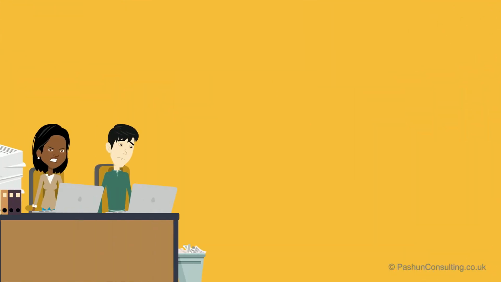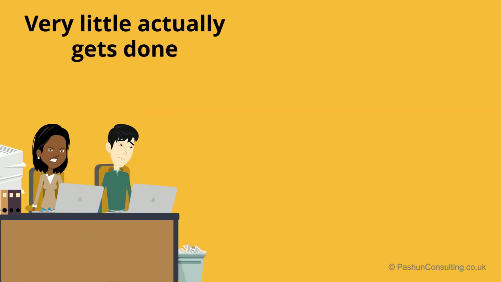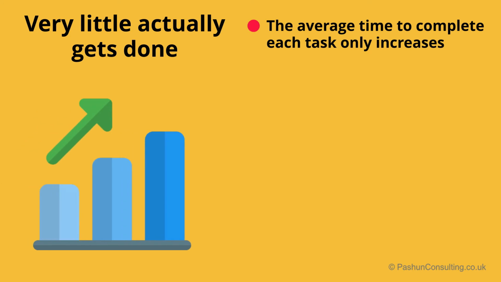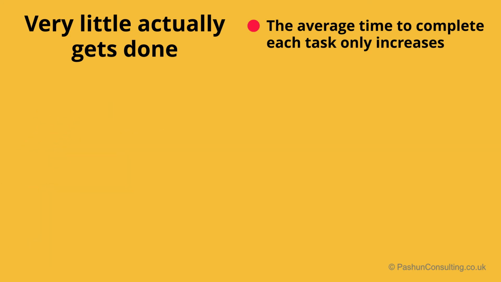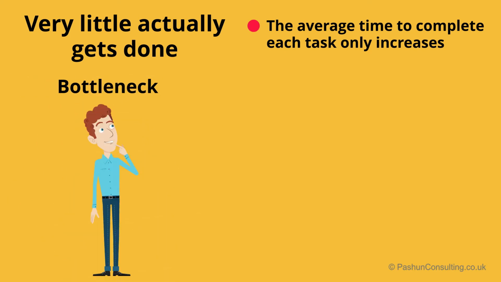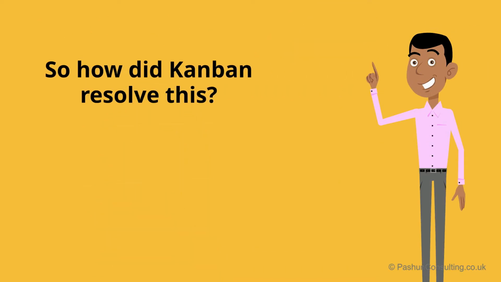Software teams may have a lot of work in progress, which means very little actually gets done. This would mean that the average time to complete each task only increases. There could even be some specific individual in a team that causes a bottleneck. The result, invariably, would be untimely delivery, or not keeping up to the promise of delivery. So how did Kanban resolve this?